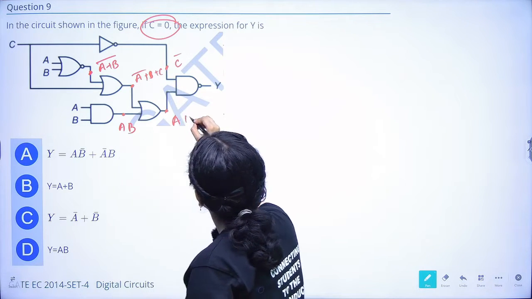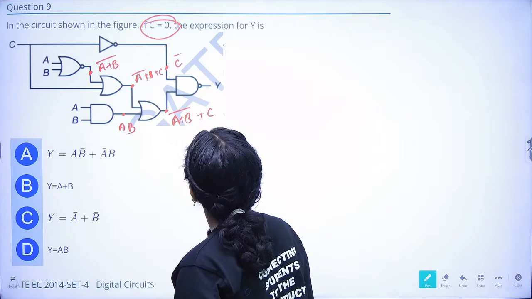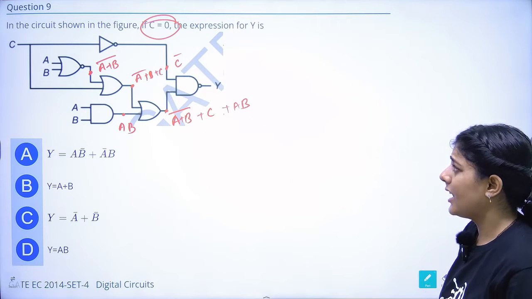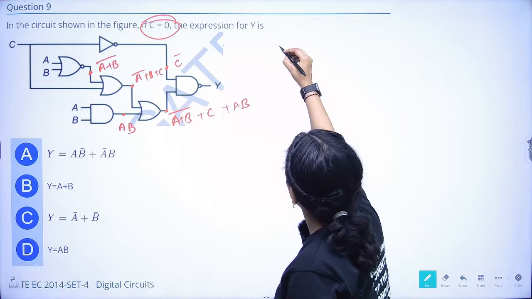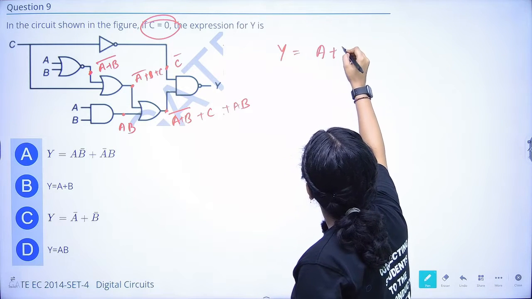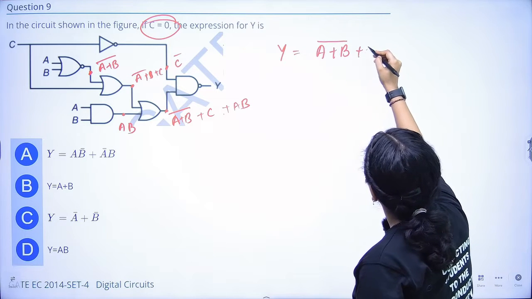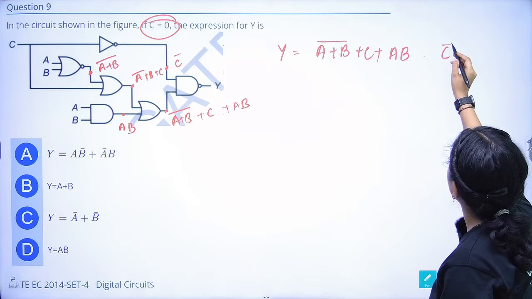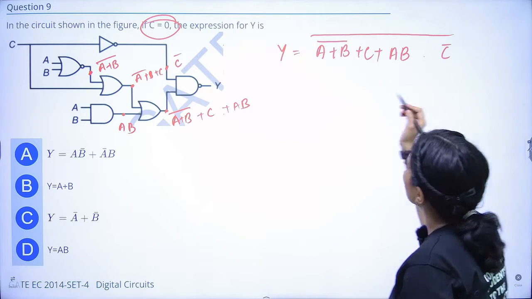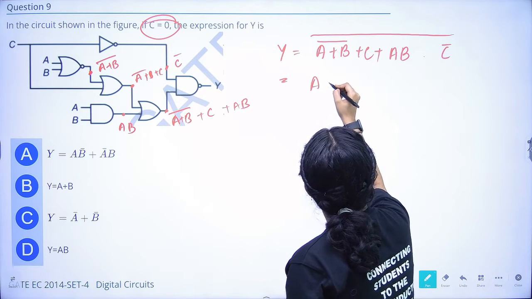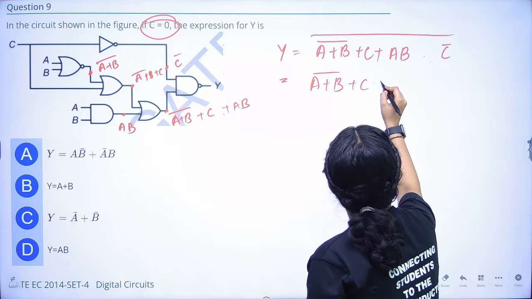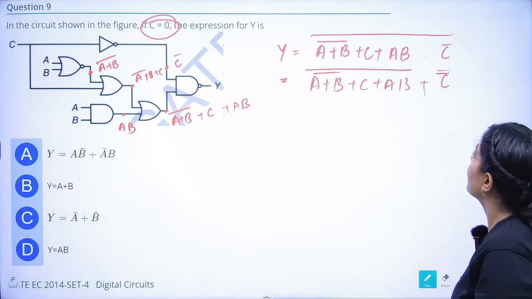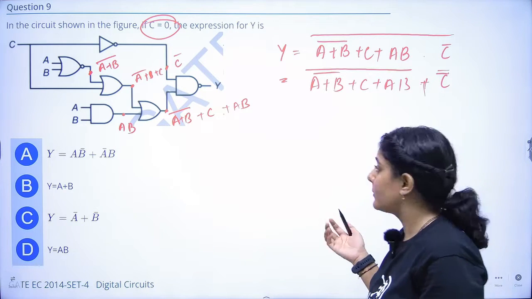This is A plus B bar plus C, plus AB. And finally, all these inputs are applied to a NAND. So the Y expression we can write as (A plus B bar plus C plus AB) into C bar, whole bar. Let's open this bar. So it will be (A plus B bar plus C plus AB) bar dot C bar plus C bar bar, because dot will be converted to plus.